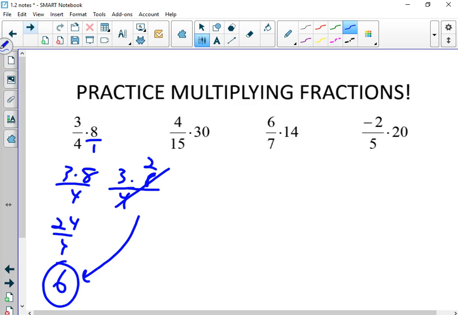So again, this is 30 over 1. You have two choices. You can do 4 times 30, and get a big number, need a calculator. Then divide by 15, probably need a calculator. Or, doesn't 15 go into 30?